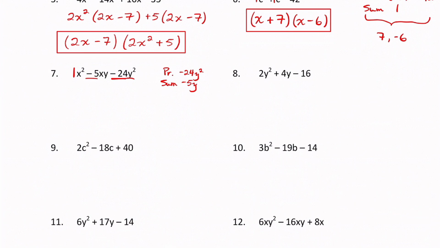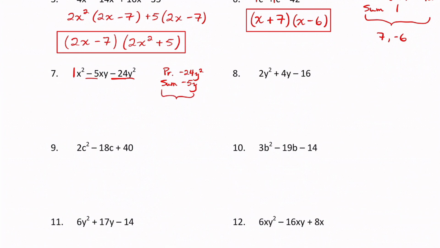Okay, so we want to get two numbers. They're going to multiply to negative 24, but they're going to sum up to negative 5y. Now the way I think about this is kind of pretend like these y's aren't here and just look at the numbers, and then it makes the problem a whole lot easier. So try to find two numbers that multiply to negative 24 and they sum up to negative 5.